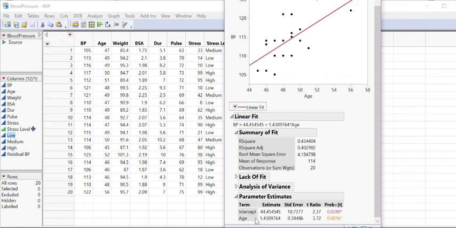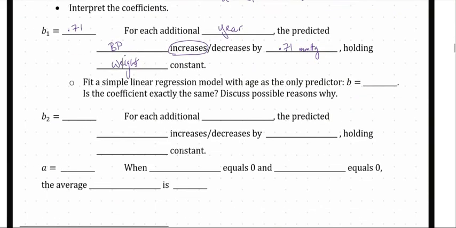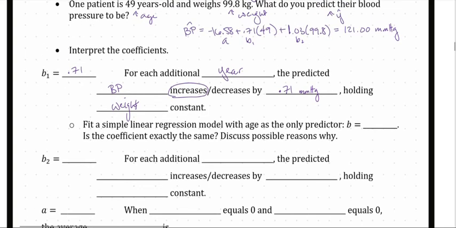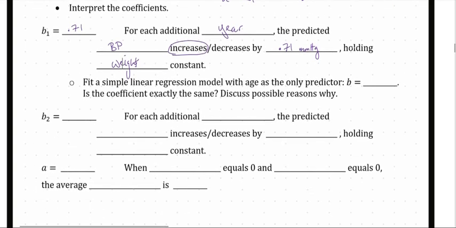So why might that be? Some possible reasons are that age and weight are associated. So when we hold weight constant, we're removing some of that variability that's associated with age and weight as well. So age is not explaining as much, or is not as strong a predictor, when we also hold weight constant. So I encourage you to pause this video and complete this part on your own, interpreting the slope B2 of 1.03. And then also fit a simple linear regression model and compare the slope for weight against that.